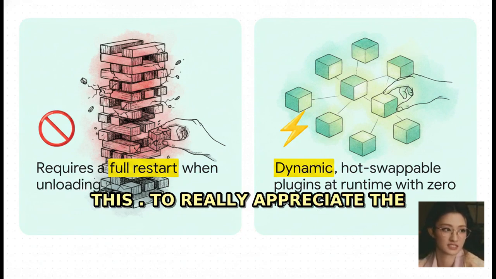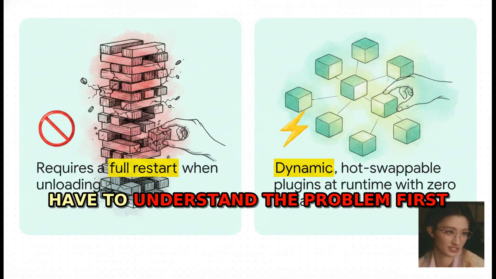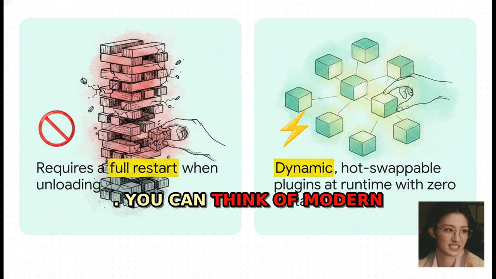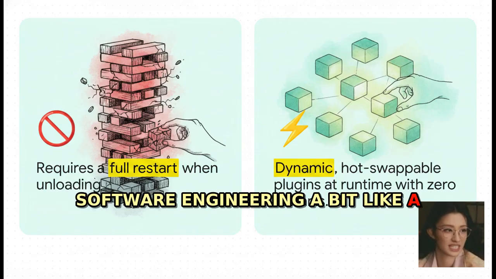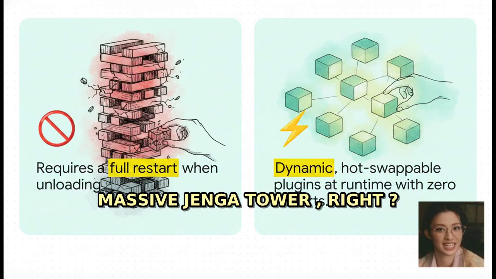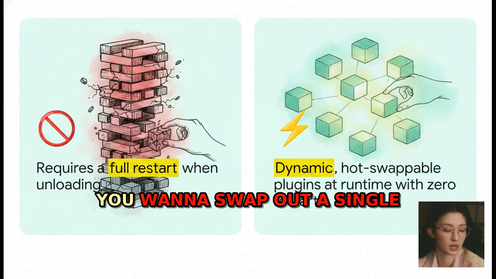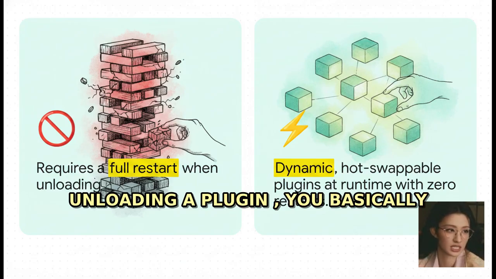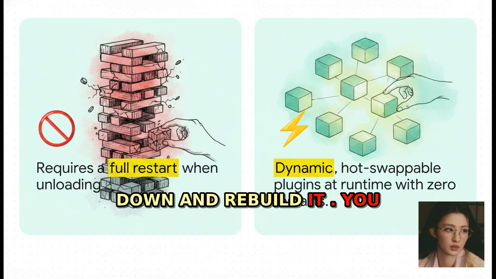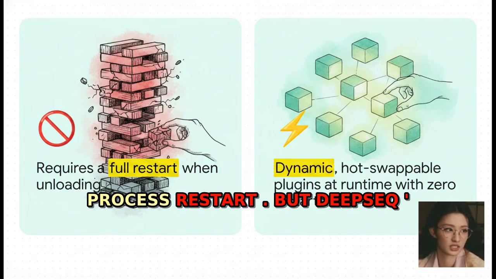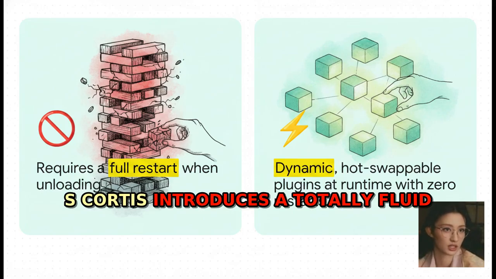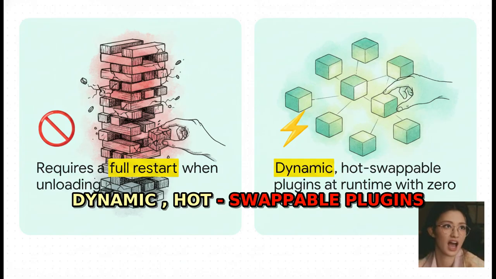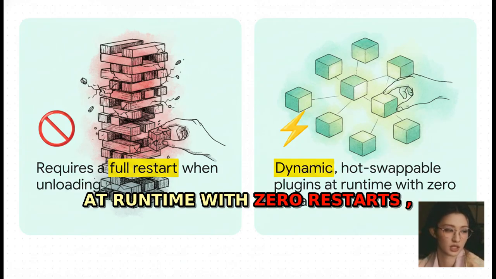To really appreciate the solution here, we kind of have to understand the problem first. You can think of modern software engineering a bit like a massive Jenga tower, right? In standard plugin systems, if you want to swap out a single block at the bottom, like unloading a plugin, you basically have to knock the whole tower down and rebuild it. You have to do a full host process restart. But DeepSeek's Cortis introduces a totally fluid solution. We're talking dynamic, hot-swappable plugins at runtime with zero restarts.